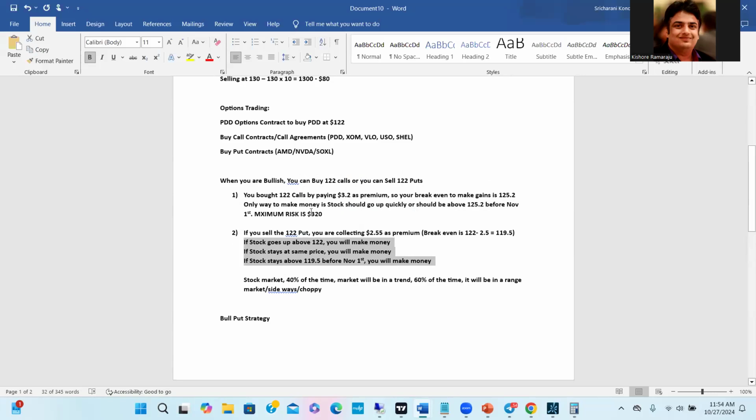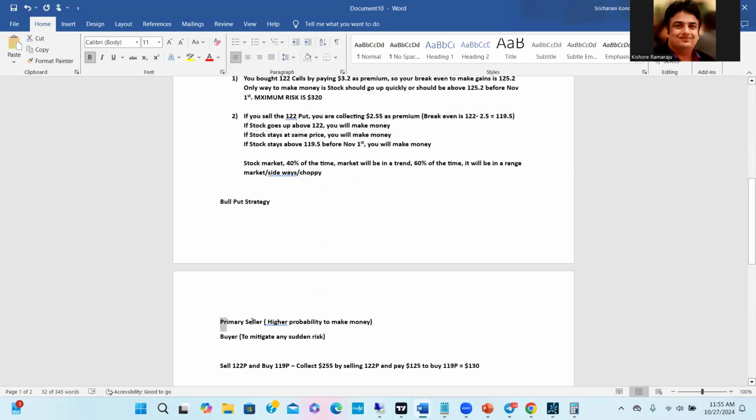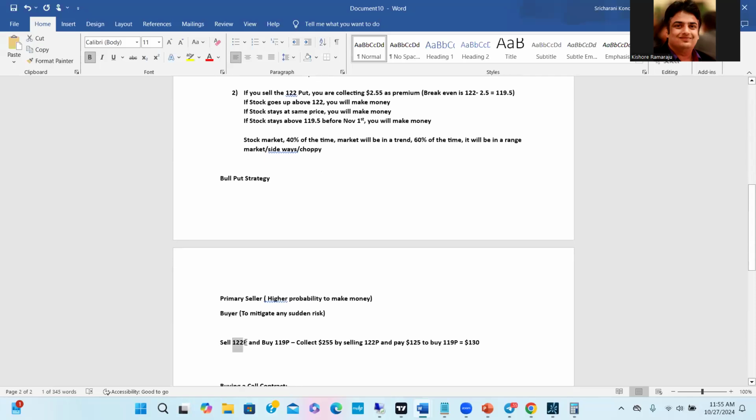So instead of just being a buyer or just being a seller, you are playing both the roles. You are basically a primary seller. And also you want to reduce the risk. You don't want unlimited risk on your side. You are also buying a put. So you will always sell a higher strike put and you will buy a lower strike put and you are collecting premium.